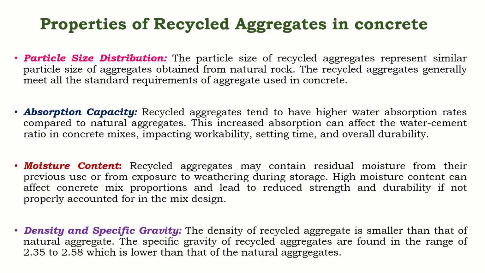And coming to density and specific gravity, obviously they are reused aggregates. See, they have already spent around 40 years, 50 years in some building, and so their density would have been reduced, and also the specific gravity is reduced. Generally, the specific gravity of recycled aggregates is around 2.35 to 2.58, which is very low compared to natural aggregate. For natural aggregate, it's around 2.8.